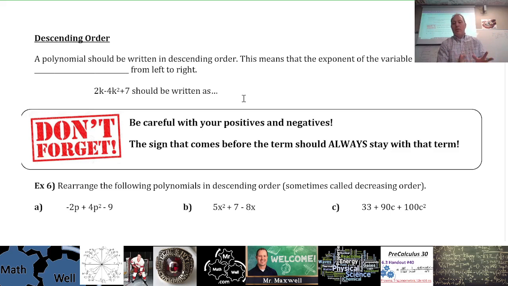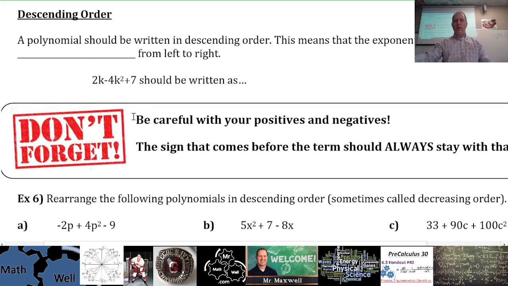So descending order means that the exponent of the variable, and usually this is easiest to do when you have one variable only, so the largest exponent is written first, then the next largest, and then the next largest. The numbers go down, descending, okay? So in this case here, let's remember to look for the variable and the exponents on those variables.